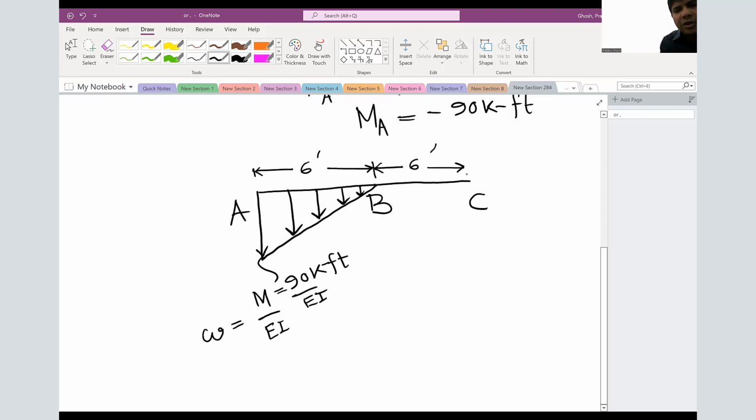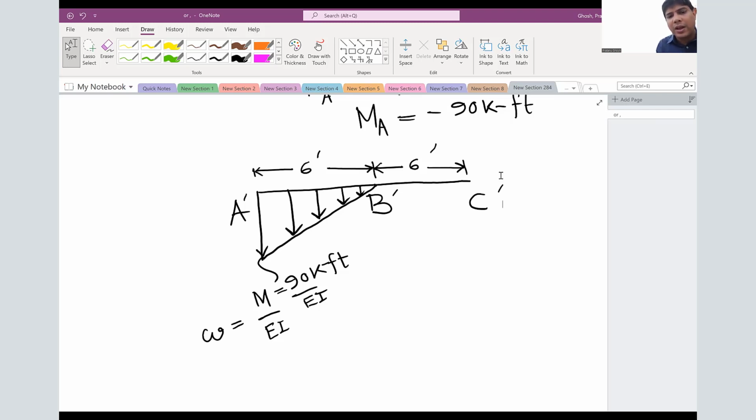To distinguish between real and conjugate, let's call them A prime, B prime, C prime, so that you will not be confused between real and conjugate beam. One thing I would highly suggest: once you make your conjugate beam, you need to forget the real beam for the time being, because otherwise you'll be confused since your support is going to change and your loading is going to change. So be very careful. You just need to focus on the conjugate beam.